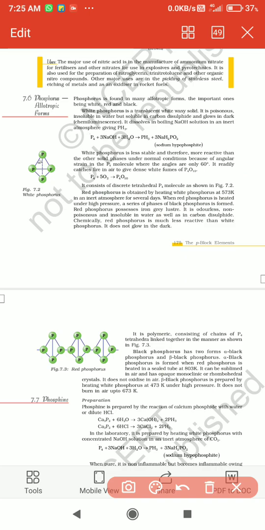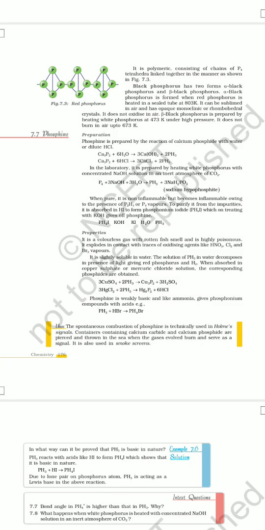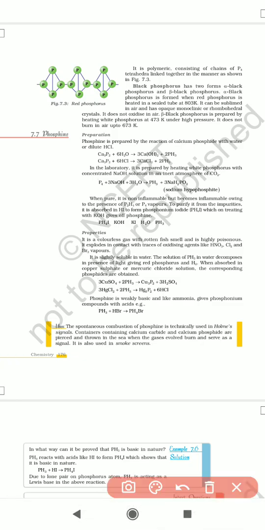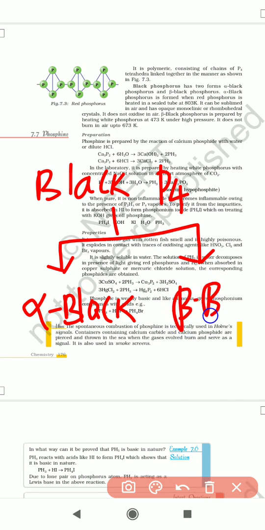And coming to the next one, black phosphorus. So how will you get this black phosphorus? If you apply more heat energy to red phosphorus, we will get this black phosphorus. So this black phosphorus further gives 2 forms. One is called alpha black phosphorus, and another one is called beta black phosphorus. They are further classified into 2 forms.